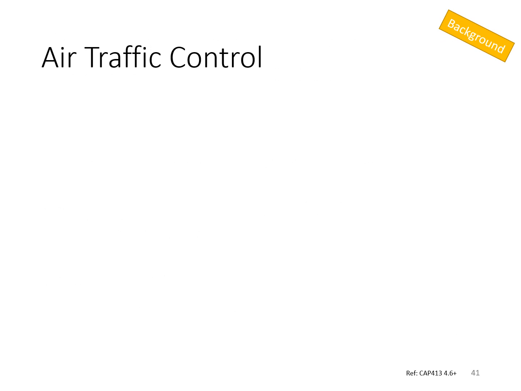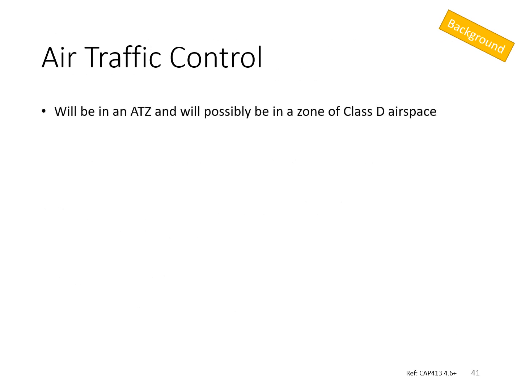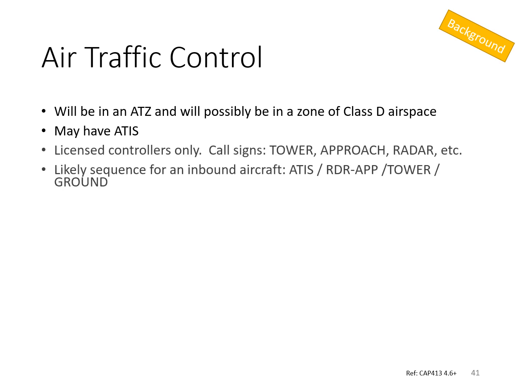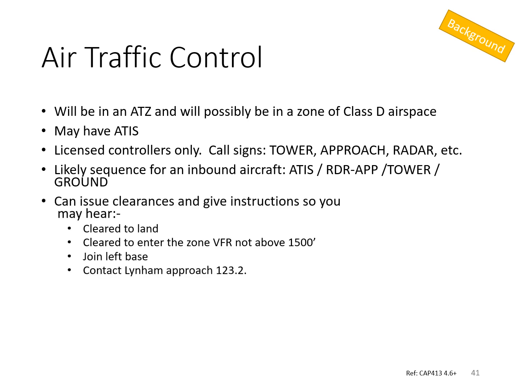Let's start with air traffic control. A full air traffic control service will have an ATZ and may well be in a Class D zone. The airfield may well have an ATIS, an Automatic Terminal Information Service, which we'll talk about more later. It's quite likely that there will be a number of frequencies and services provided, and an inbound aircraft will work through them. The controllers can issue clearances and give instructions to you.